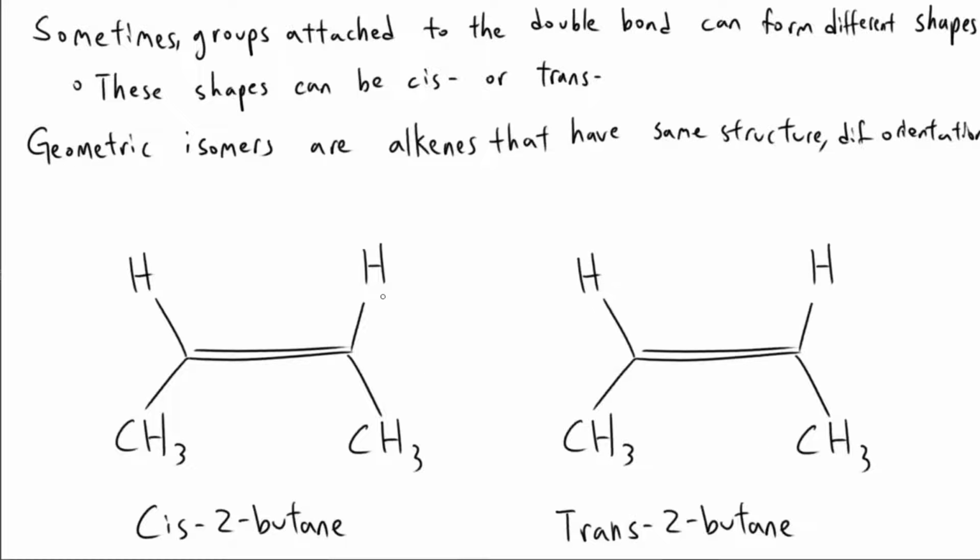Double bonds, they can form different shapes. These shapes can be either cis or trans. These are called geometric isomers. They are alkenes that have the same structure, but have different orientation. So as you see with cis-2-butene, the CH3s are all on the same side, but with trans-butene, I drew them the exact same. They should not be like that. They should be like this. They should be on opposite sides.